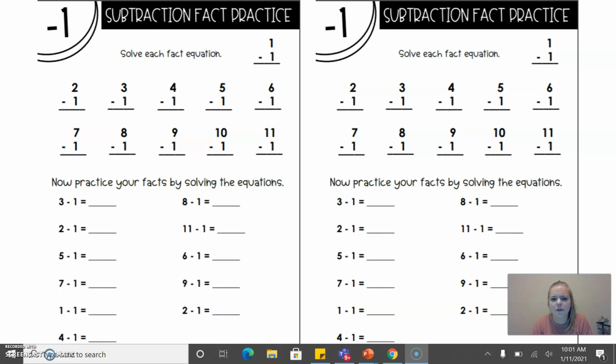Use a strategy that works for you. You can draw a picture, you can count on and count back, you can use your fingers. I want you to work to solve these problems. If you have any questions, let us know.